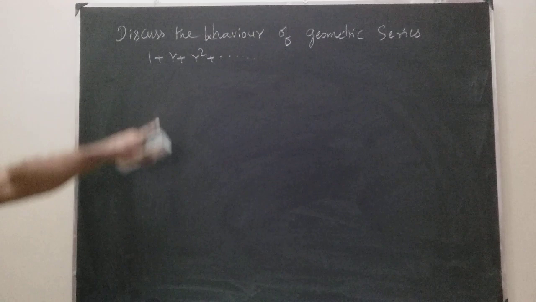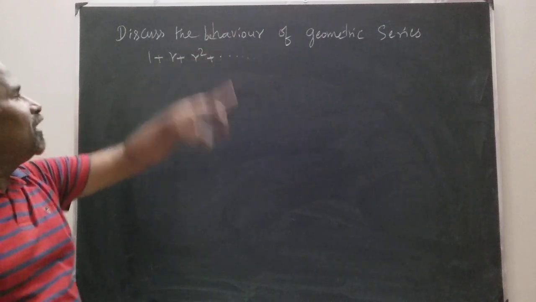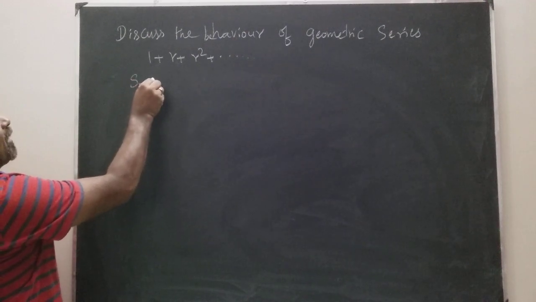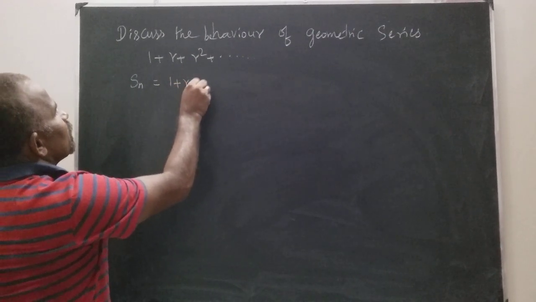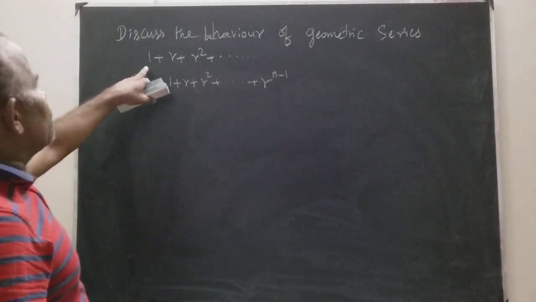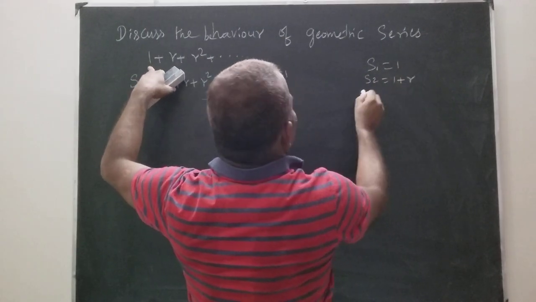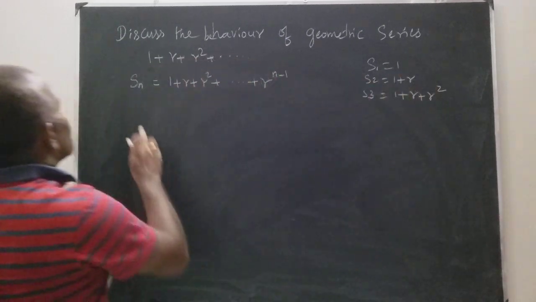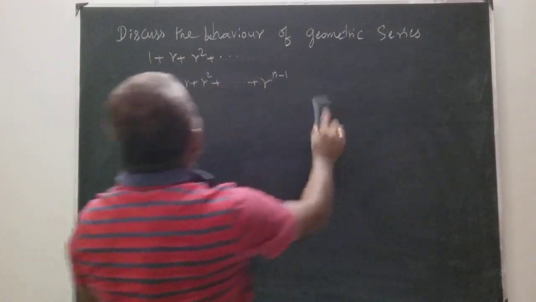Now, we are going to say that the series is convergent or divergent, accordingly that partial sum. So, first of all, let us take the partial sum of the series Sn. Sn is equal to 1 plus r plus r squared plus etc. r power n minus 1, because S1 is equal to 1, S2 is equal to 1 plus r, S3 is equal to 1 plus r plus r squared. So therefore Sn is equal to 1 plus r plus r squared plus r power n minus 1.